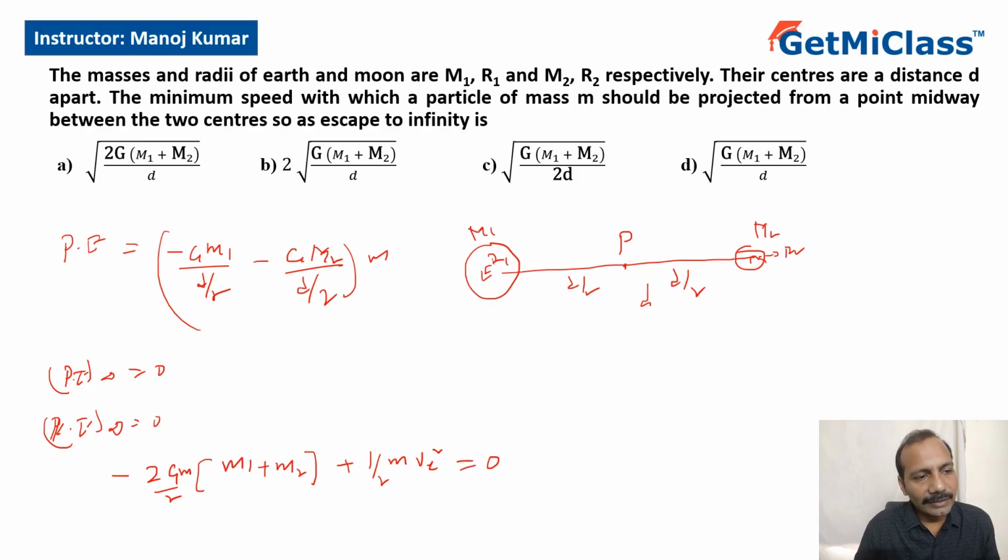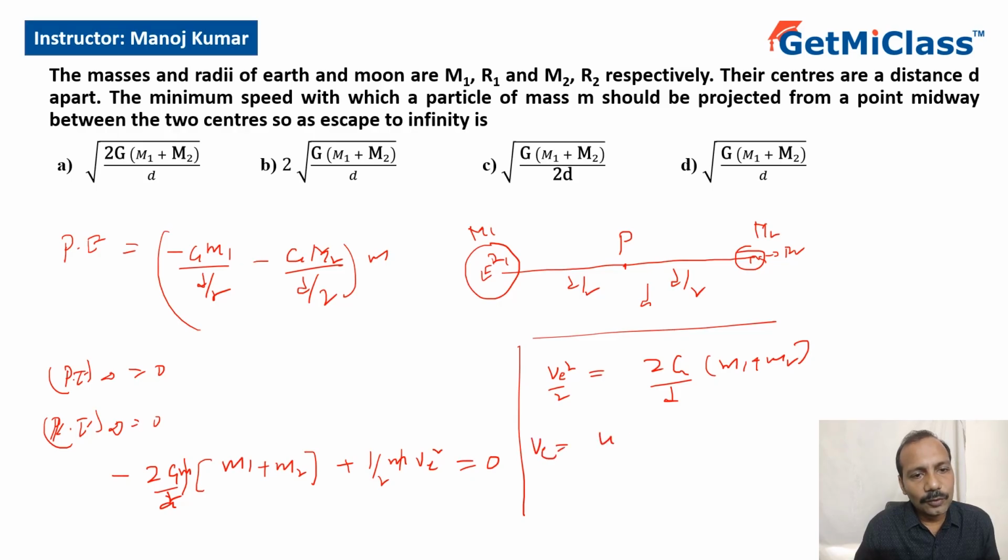So here we have m. I'll cancel m and m here. If I take this to RHS, I'll get ve square by 2 equal to 2G by d. It's not 2, it's d. 2G by d into m1 plus m2. So ve would be equal to under root 4G by d into m1 plus m2.